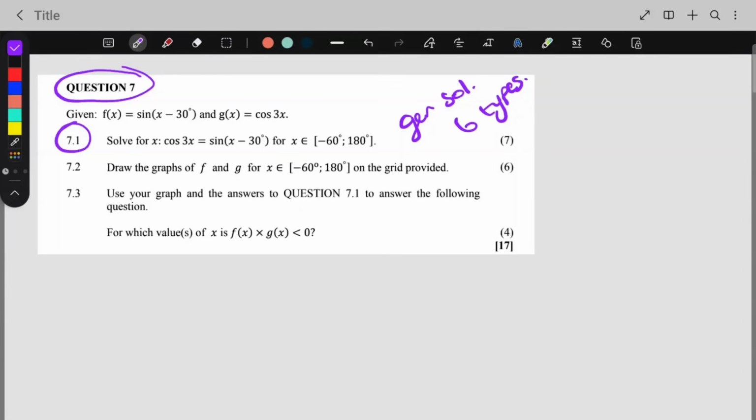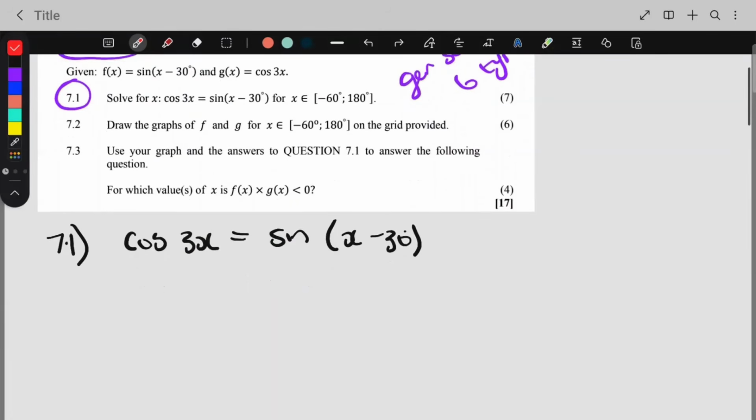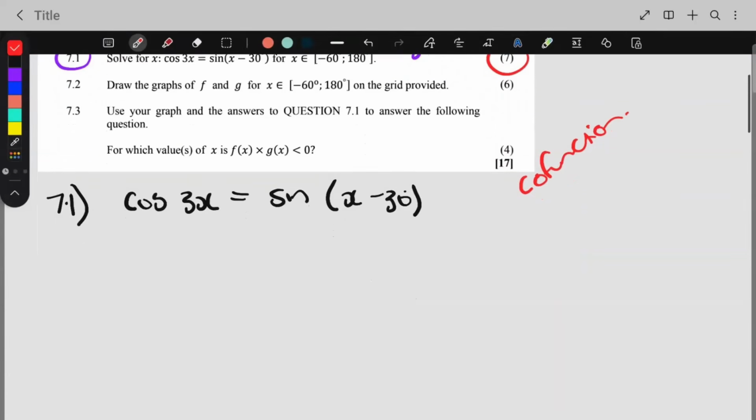So let's write our question down. So as you can see, grade 12s, this is a cos and this is a sine. So there's only 2 terms, eh? But the angles are not the same. So when you have 2 terms and it has cos and sine, and the angles are not the same, then this is the co-function type. So this is for 7 marks. So I think you can get all 7 marks, eh?